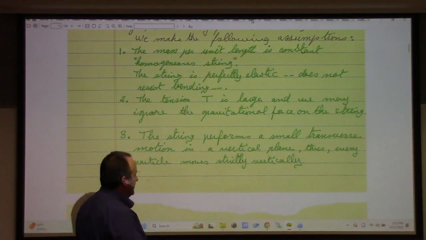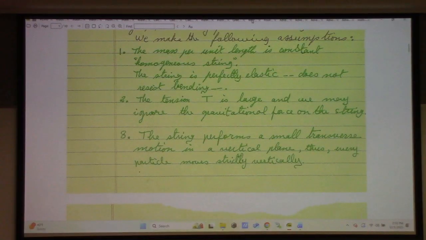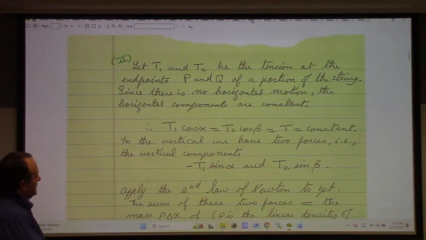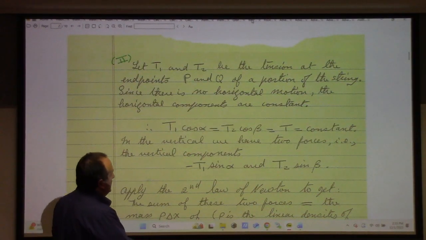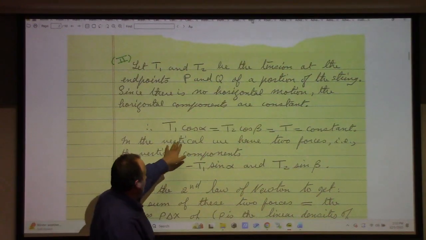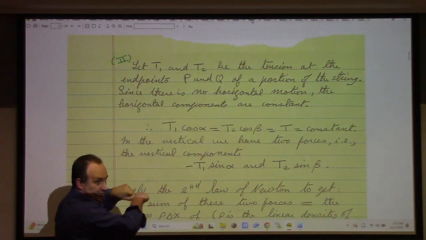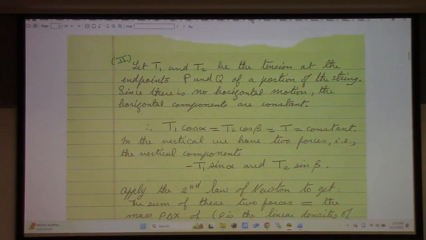the string performs a small transverse motion in the vertical plane, thus each particle moves strictly vertically. So he's saying there's a plane of motion. All right, we can think about it two-dimensionally. He says let T1 and T2 be the tension at the endpoints P and Q. That's the portion of string. Since there is no horizontal motion, the horizontal components are constant. In other words, T1 cosine alpha is equal to T2 cosine beta, right? So the horizontal force on that segment has to be constant.